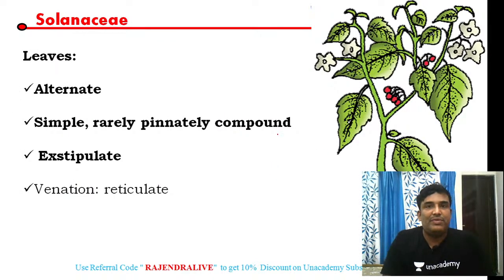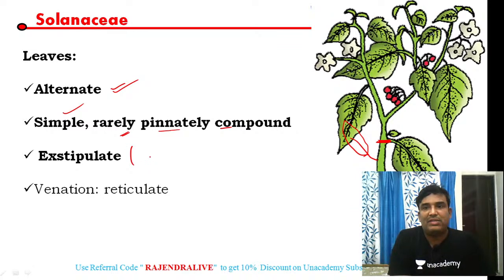Let's see about the leaves. If you see the leaves, the leaves are arranged alternately. You can see here in this particular diagram, one leaf is arranged, and opposite, another leaf is not present. You can expect another leaf somewhere like this. So alternate leaves are arranged. The majority of them are simple leaves, and in rare cases you can find pinnately compound leaves.